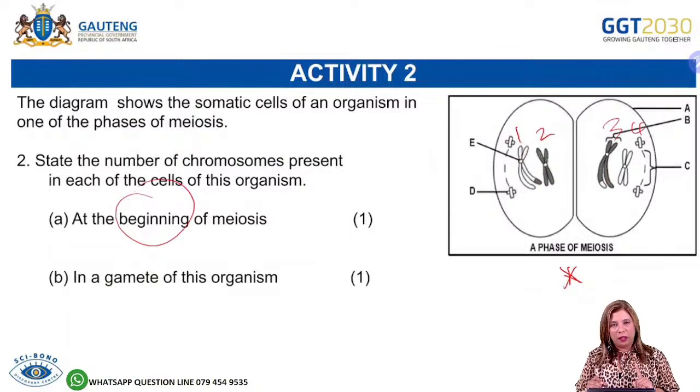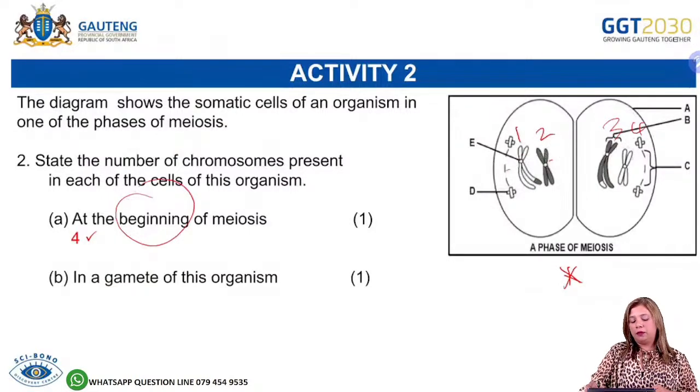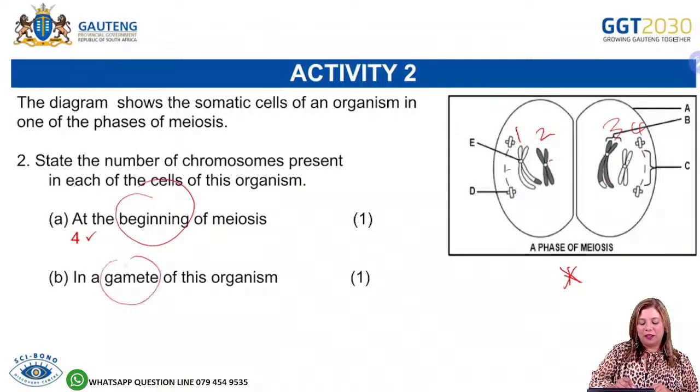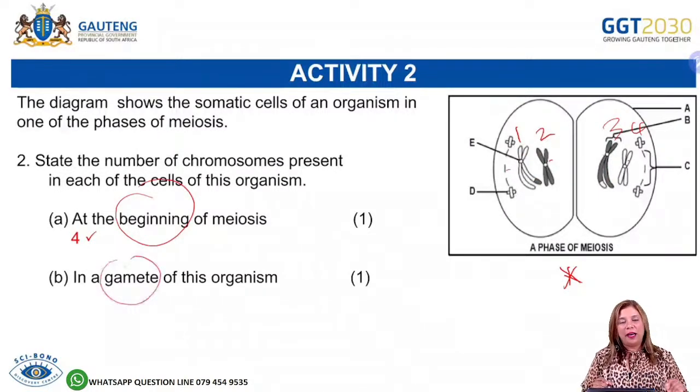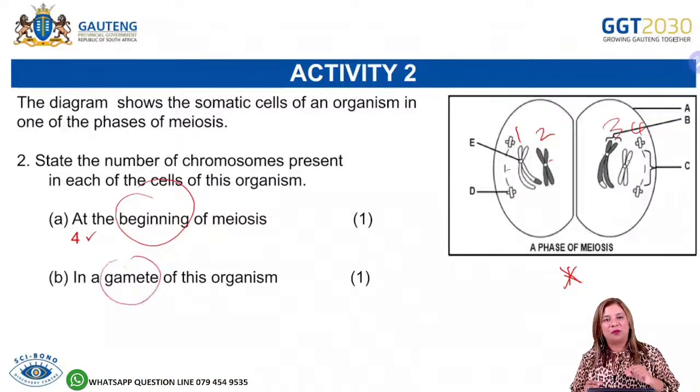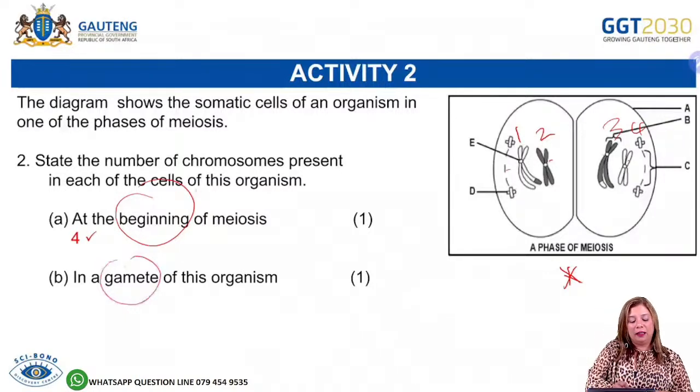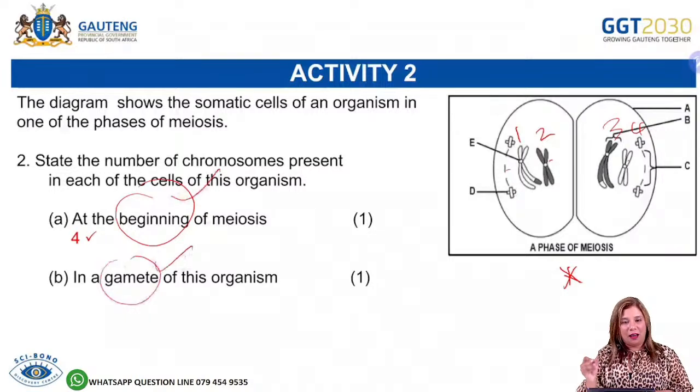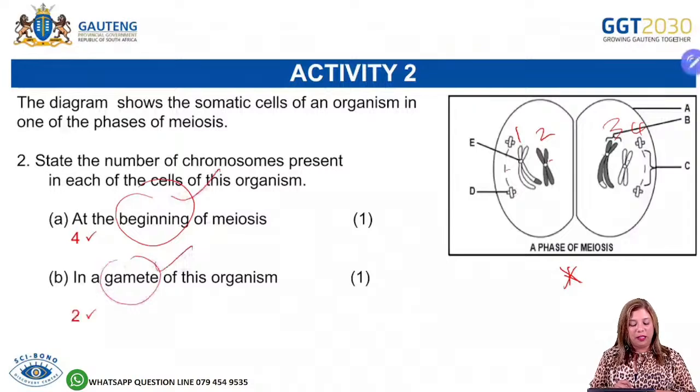Remember, in the beginning of meiosis, you have the full set of chromosomes. After meiosis, after the separation is done, you have half the number. So at the beginning of meiosis, we are going to have 4. 1, 2, 3, 4. And then they're trying to trick you here because they're saying in a gamete of this organism. And we know what happens after meiosis, gametes are formed. So the beginning is before and the gamete is after. So if it was 4 in the beginning and it is halved, it's obviously going to be 2.